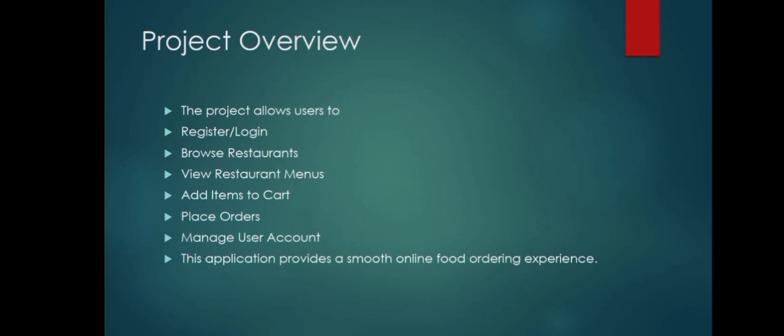This project is an online food ordering application. Users can first register or log in securely. After logging in, they can browse different restaurants, view restaurant menus, select food items, add them to the shopping cart, and finally place an order. Users can also manage their account details. The main aim of this application is to provide a simple, responsive, and user-friendly online food ordering experience similar to modern food delivery platforms.